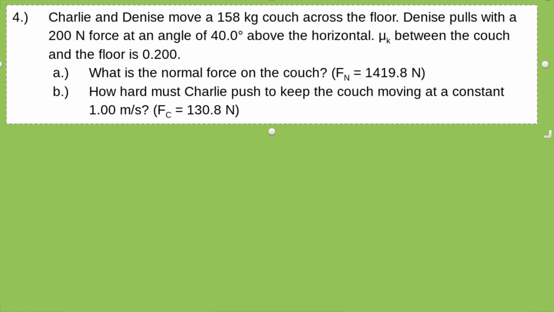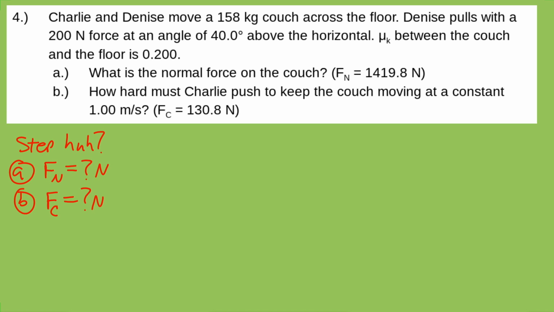And we want to know two things. A, what is the normal force on the couch? So that's the normal force from the ground on the couch. So F sub n is equal to question mark newtons. And B, how hard must Charlie push to keep the couch moving at a constant 1.0 meters per second? So we want to know how hard must Charlie push. So that's F sub c, force of Charlie, is equal to question mark newtons.